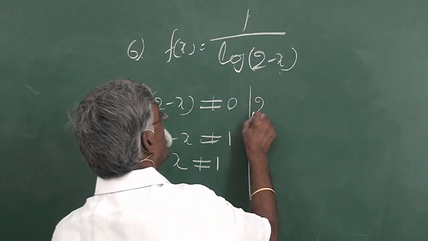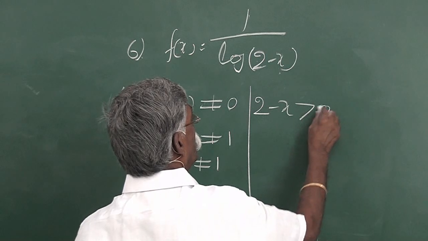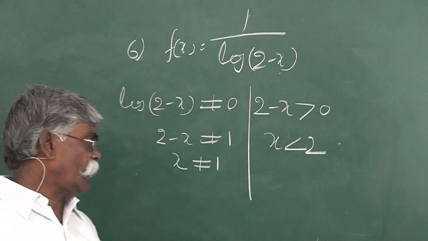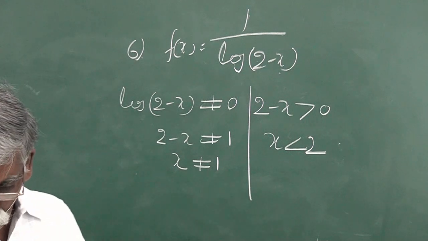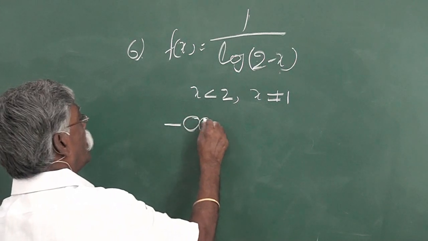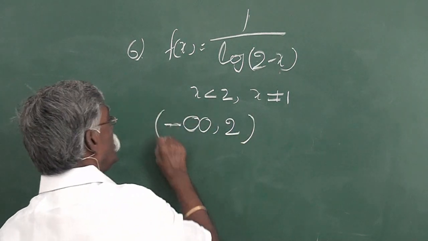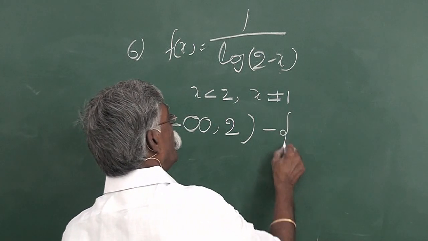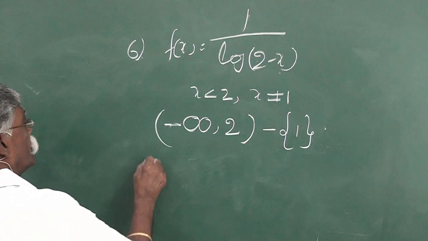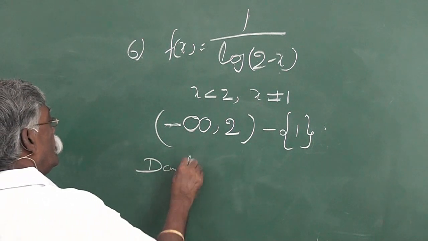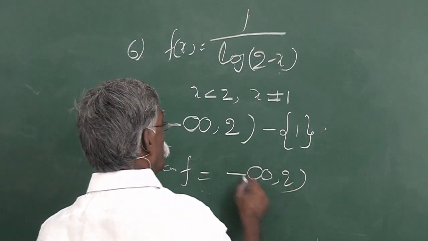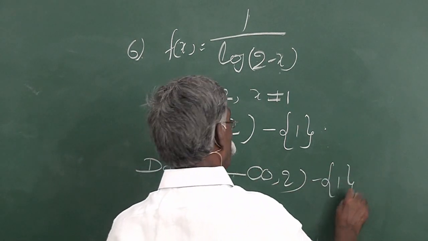And here 2 minus x is greater than 0, therefore x is less than 2. So x is less than 2 and x is not equal to 1. X is less than 2 means x belongs to the interval minus infinity to 2, and from this we have to eliminate 1. This is the domain. Therefore domain f is equal to minus infinity to 2 minus {1}.